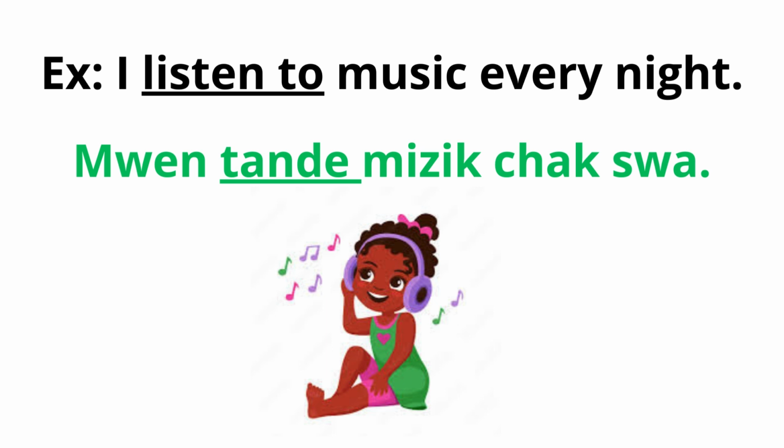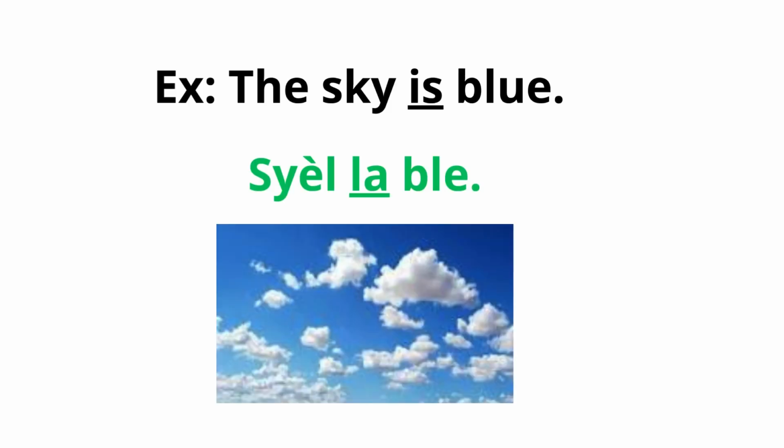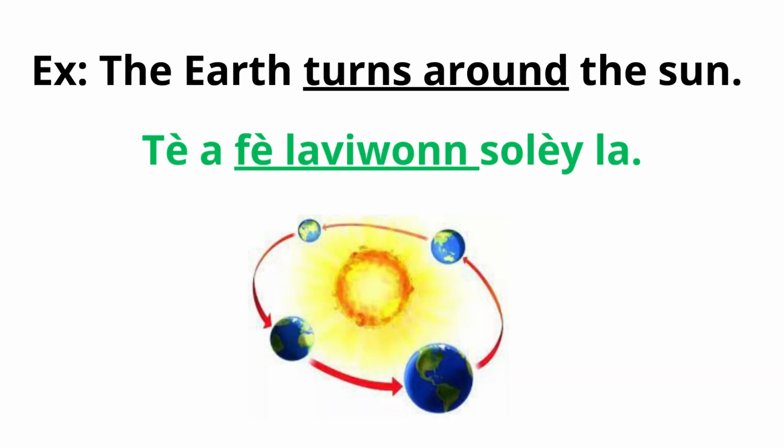So guys, we also use the simple present tense for something that is always true. For example, the sky is blue. So we can take another example. The earth turns around the sun. These examples are true. So we use the simple present tense for that.